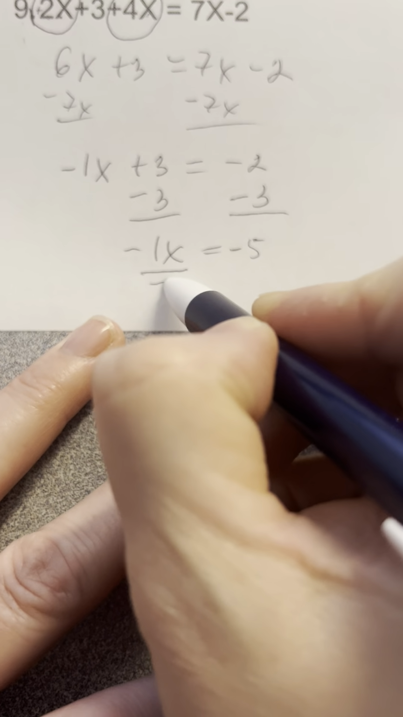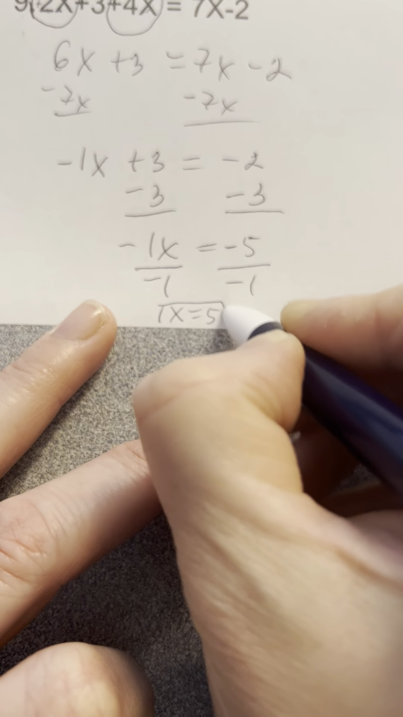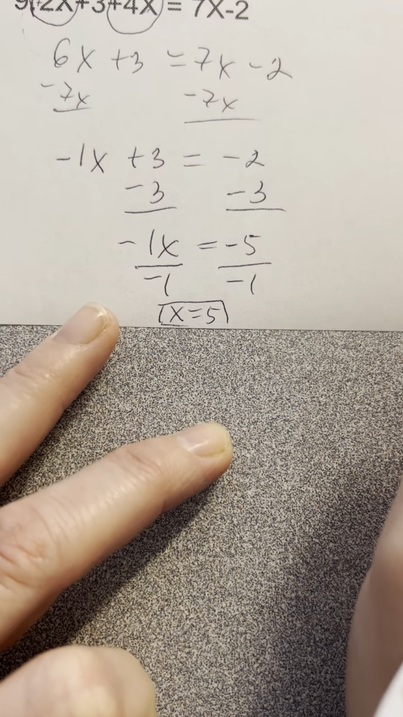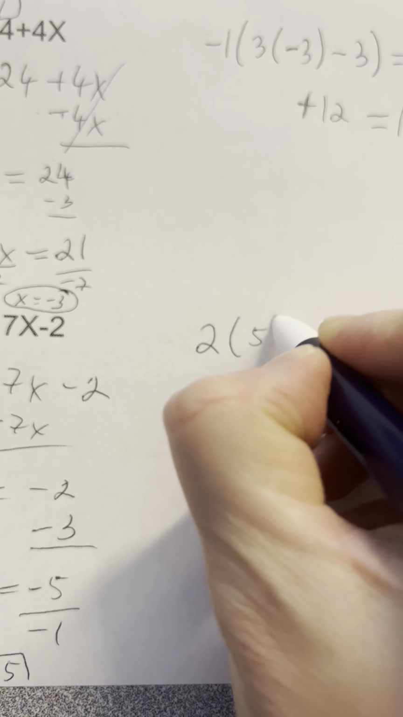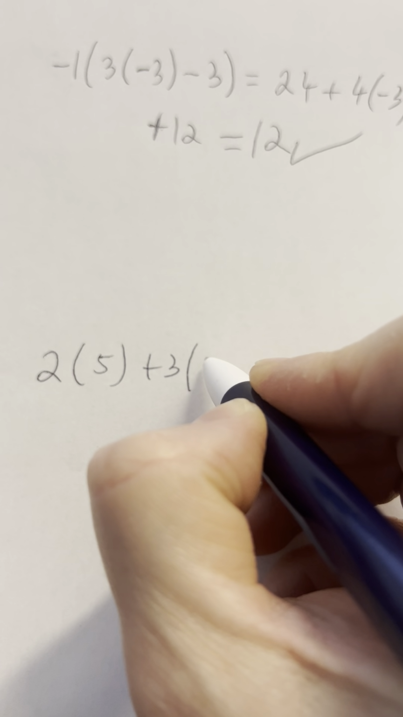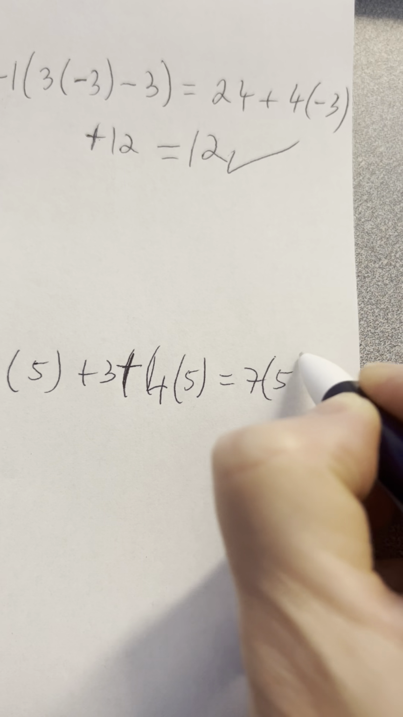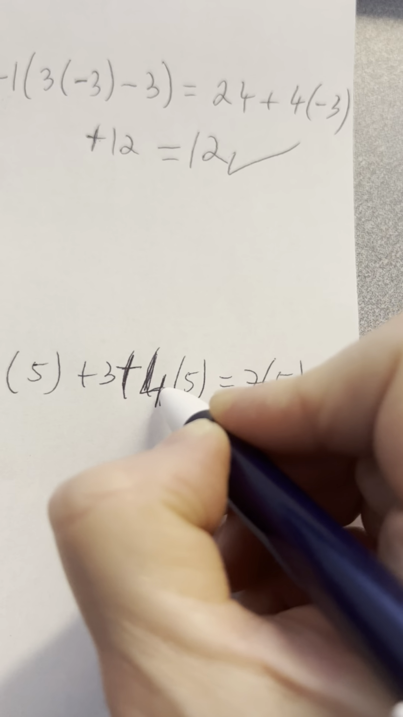Okay, and last step, divide by -1. Okay, and now let's see if we were correct. So, 2 times 5 plus 3 plus 4 times 5 equals 7 times 5. Minus 2. Okay, that's a 4.